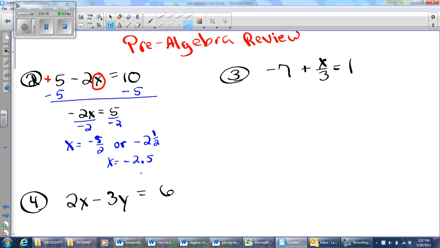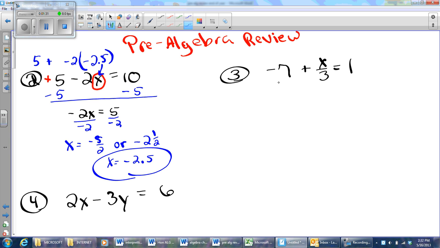Okay, pretty simple. Now if you checked your answer, you could plug negative 2.5 in here, multiply it by negative 2, and then add 5 to it. And if you get 10, you did it right. I'm not going to do all that. I just showed you how you can do that really quickly.